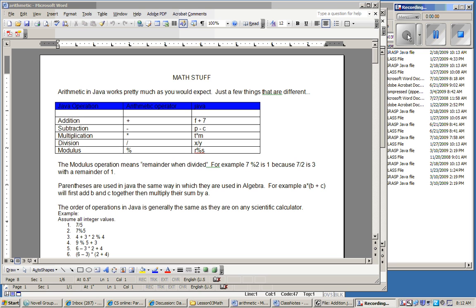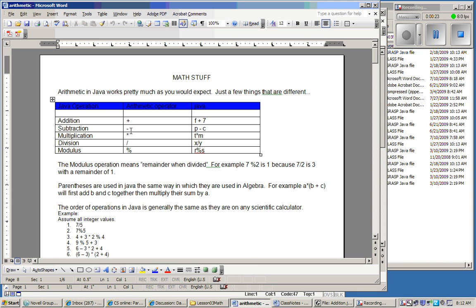So this is the unit on arithmetic in Java and really in computer programming. Arithmetic's where it's at. Everything you handle, it's the universal language, math. So just some things about the handout, the PDF. You'll see all the different arithmetic operators and how they would be used in Java.